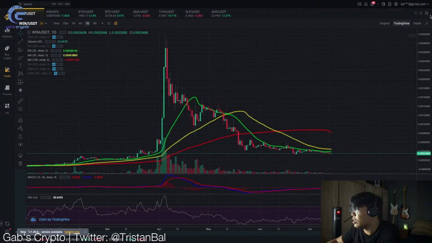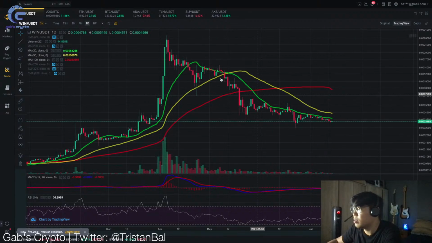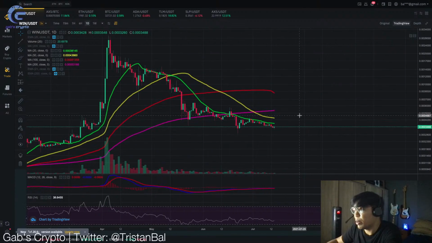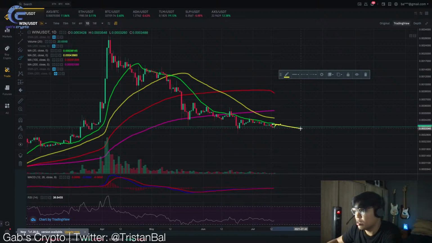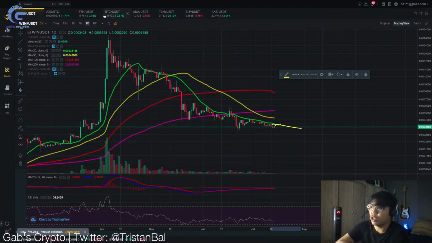Sige, so for WIN, in the daily, yeah, bearish pa din tayo kay WIN. So kailangan niya ngayon ma-break sa 20 moving average. So sa ngayon, wala pa tayong nakita ng ganon. So what now must happen is Bitcoin must now pump para makahabol itong WIN.